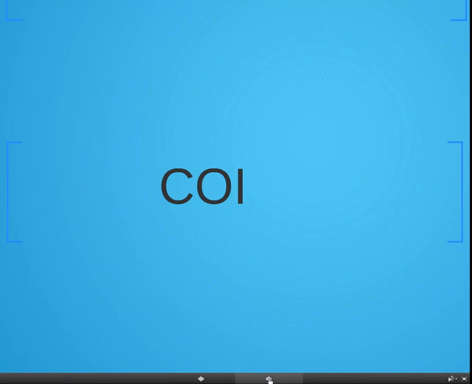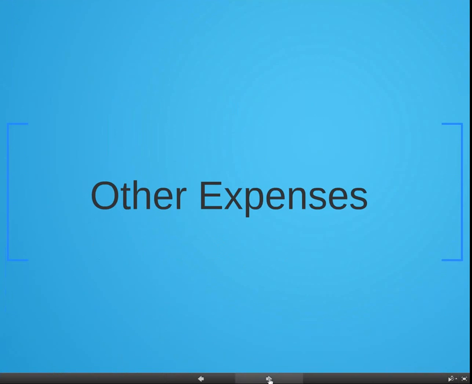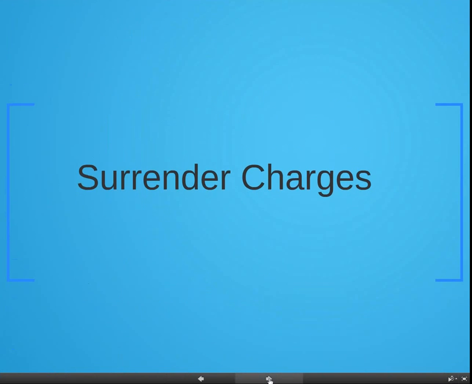Cost of insurance you're all familiar with. That's the cost of actually the mortality risk the company's taking. What I like to call other expenses, this is going to be things like administrative things, what did it cost to send out mail on these products? This is a low percentage, typically very low. And then there's surrender charges, which you're all familiar with.